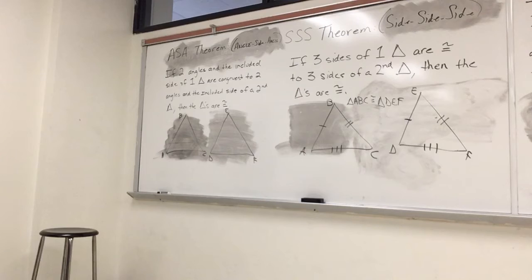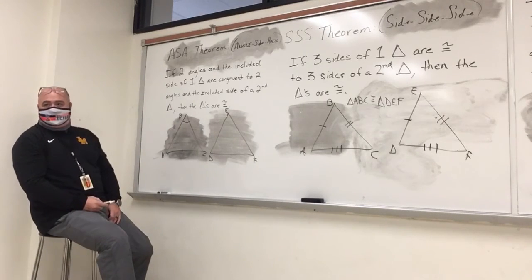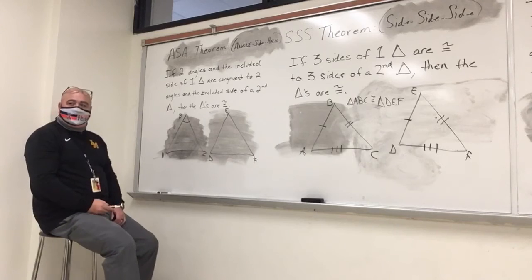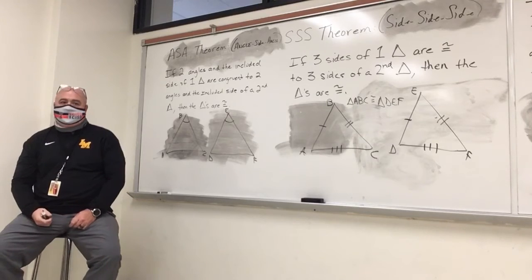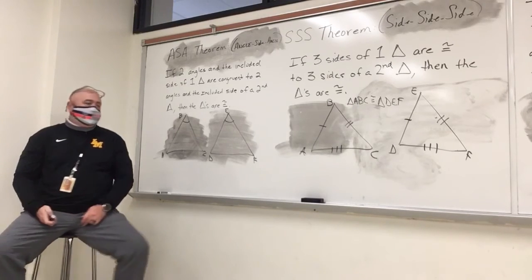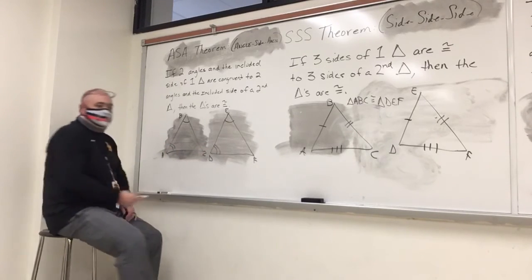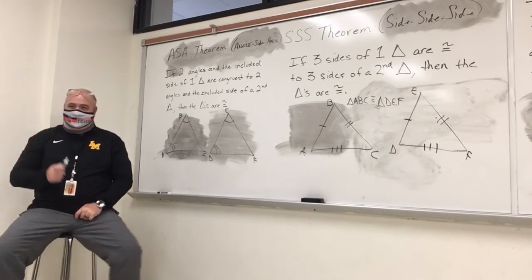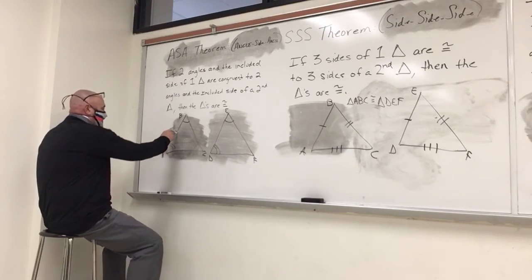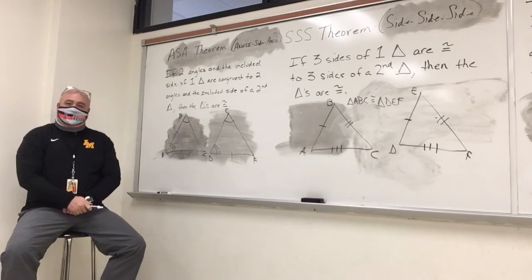All right, we're talking about the side between two angles. Keep that in mind. Here we go. I'm going to say that B and E are congruent to each other. I'm going to say that A and D are congruent to each other. You better pay attention here. This side and this side are congruent to one another. Are those two triangles congruent?